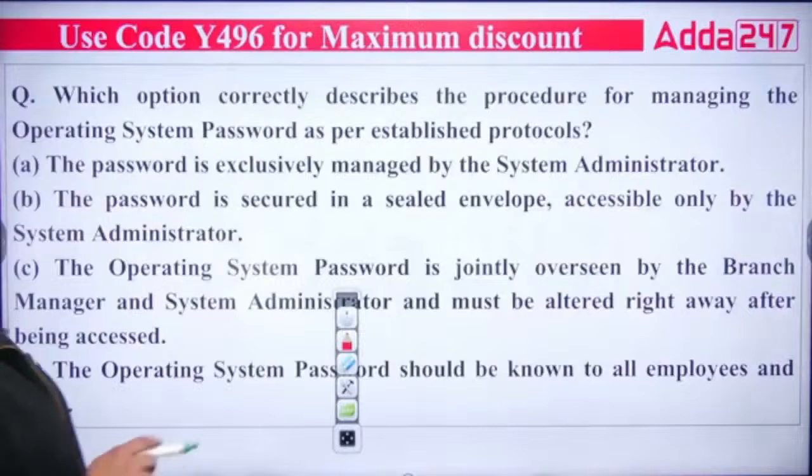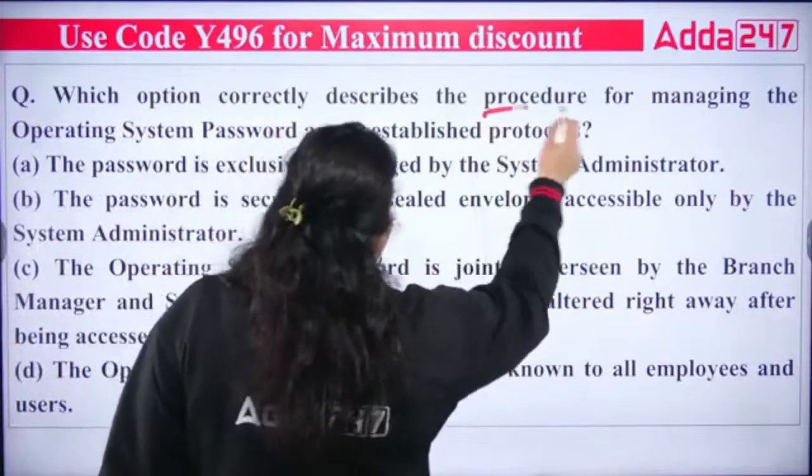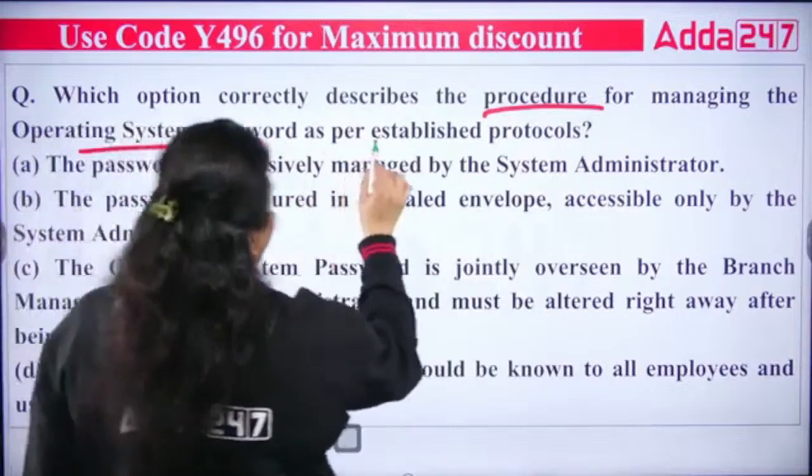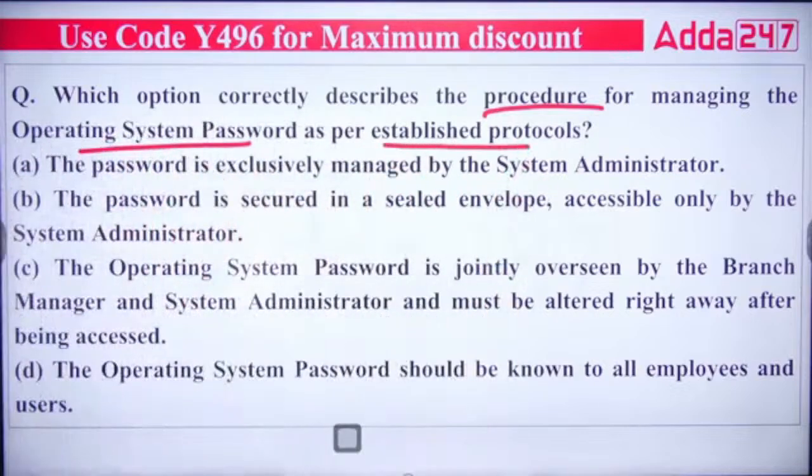Next. Which option correctly describes the procedure for managing the operating system password as per established protocols? First is saying the password is exclusively managed by the system administrator. Second is saying the password is secured in a sealed envelope accessible only by the system administrator. Third, the operating system password is jointly overseen by the branch manager and system administrator and must be altered right away after being accessed. Fourth, the operating system password should be known to all employees and users. Which of the following is correct?